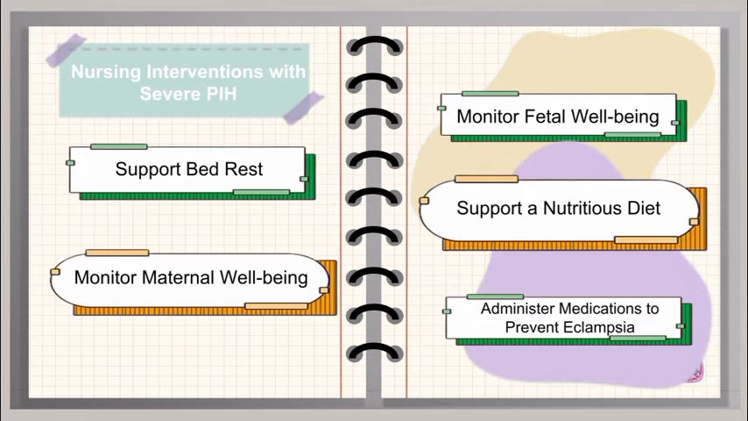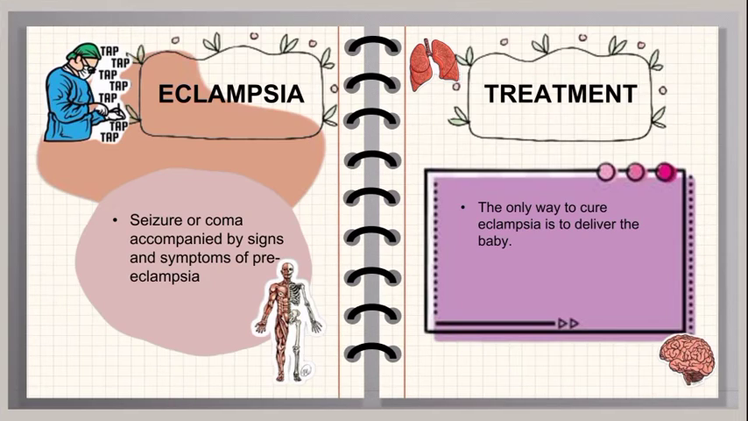Lastly is to administer medications to prevent preeclampsia. There are mga drugs na ginhatag ang mother to prevent this condition. For example is a hypotensive drug such as hydralazine, apresoline, or labetalol, normodyne may be prescribed to reduce hypertension.